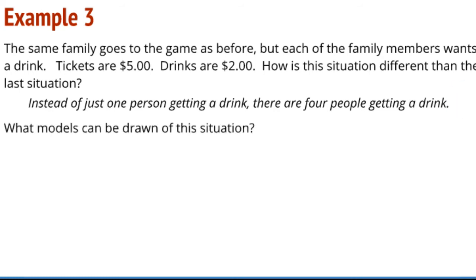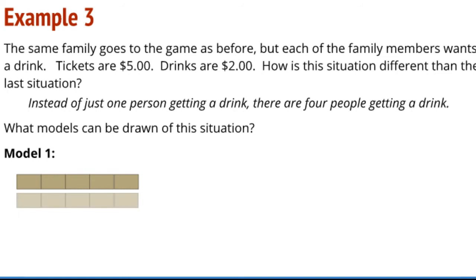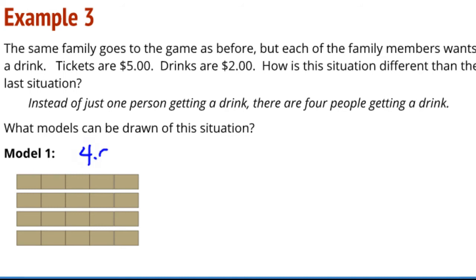Now there are a couple of models that we can draw of this situation. In your head, think your way through what you would draw. So here's a first model. Here I've got the $5 for the ticket, and $5 for a second ticket, and $5 for a third ticket, and $5 for a fourth ticket. So what expression would go with that? Well, I just did 4 groups of 5. So I paid for the tickets.